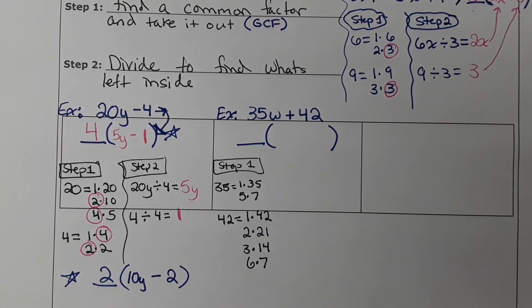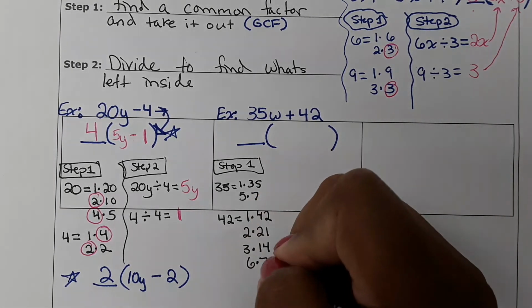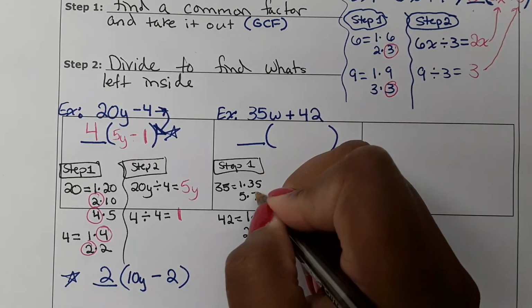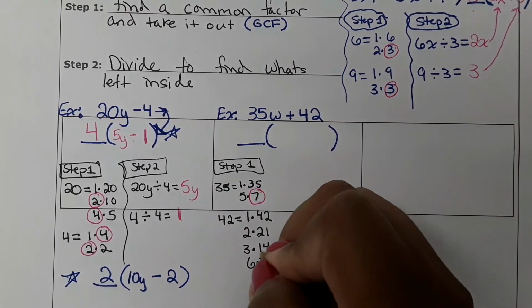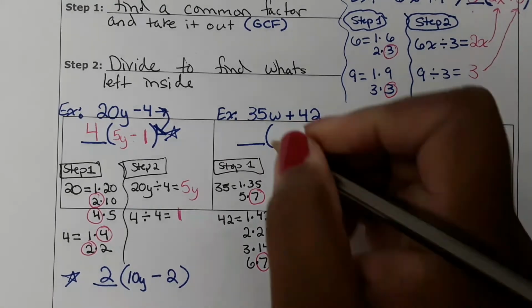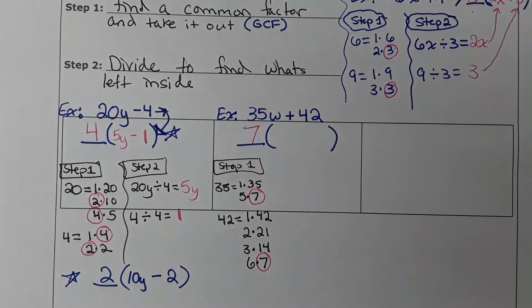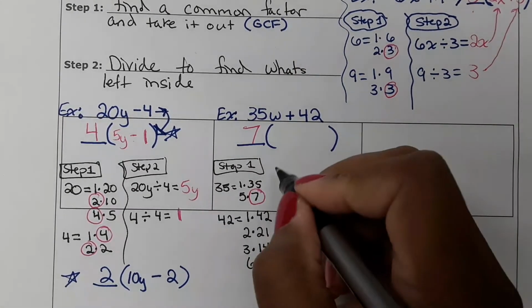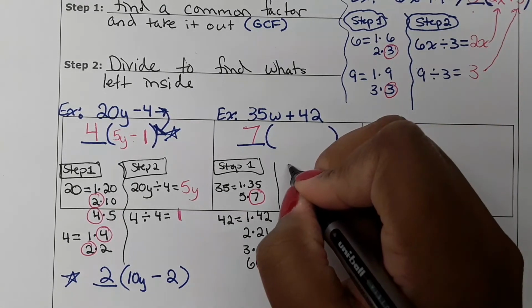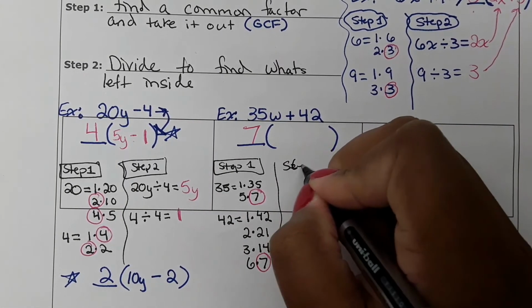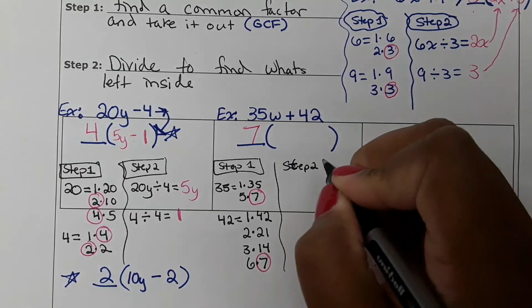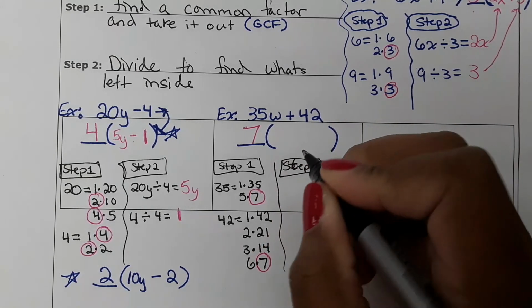So we're going to look for a common factor. As you look at it, 1 doesn't help you, so don't stop at 1. We see 7. 7 is what they have in common, so 7 is what comes out. And then all we have to do is find what's left inside, and we do that by dividing. So step 2, we're going to divide to find what's left inside.